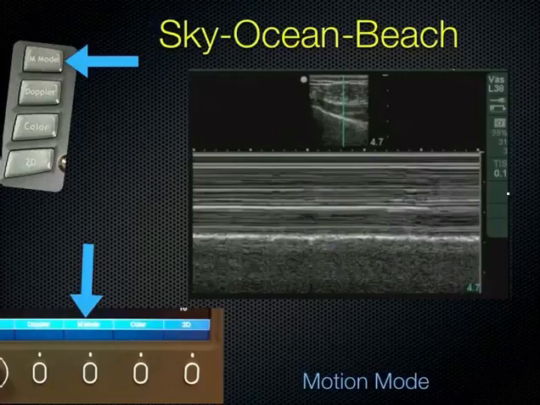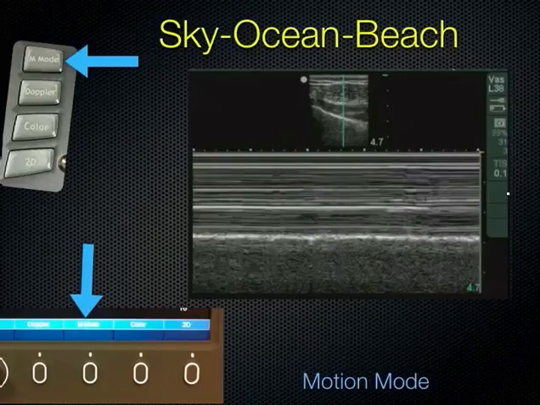And if the lung is sliding underneath that pleural line, you get a grainy effect due to the motion. You can't see the lung itself, but you can see the motion artifact. So basically that graininess is the beach, and that means the lung is moving, and it's in the picture. So that Sky Ocean Beach is normal.